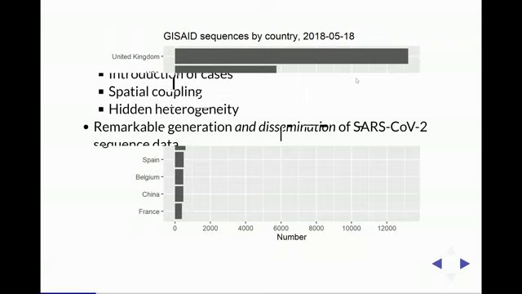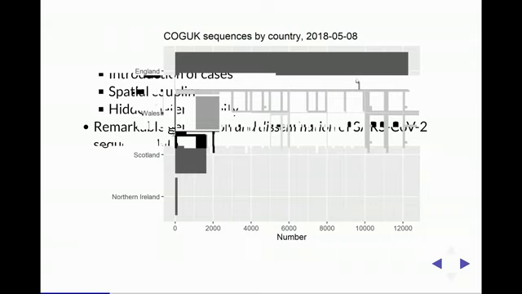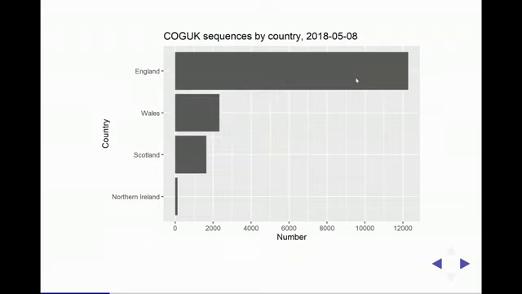But you can see that the UK has a remarkable coverage, given that we've got quite a few cases, but our sampling density is very, very good. And that's very important for making inferences from the data. If we break it down by the four nations, although Wales and Scotland have far fewer sequences than England, their sampling density is as good, if not better.